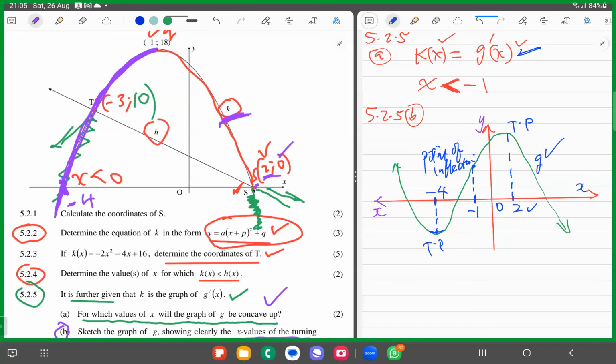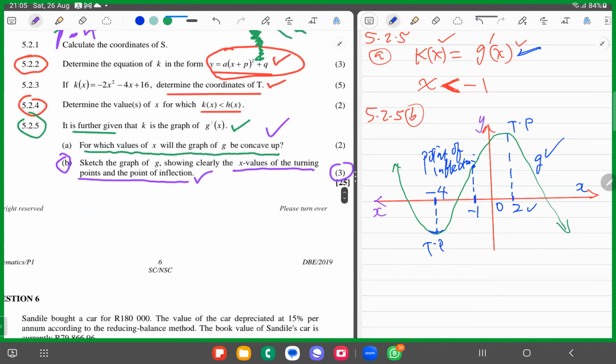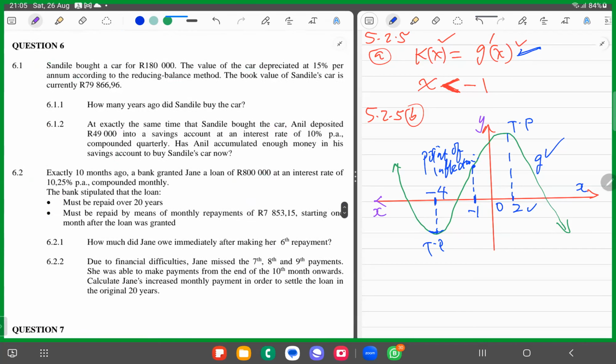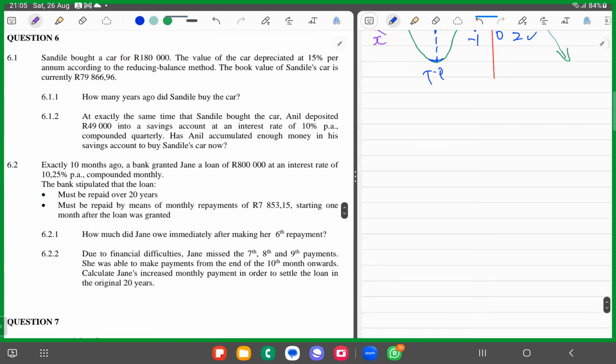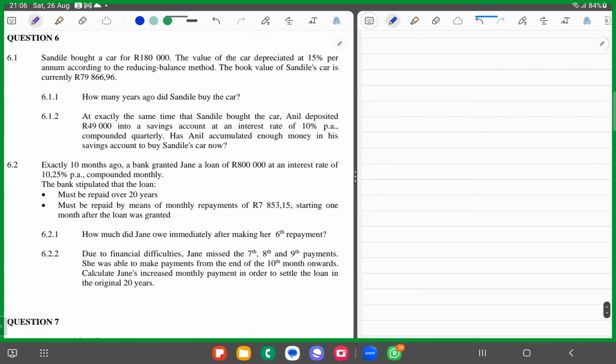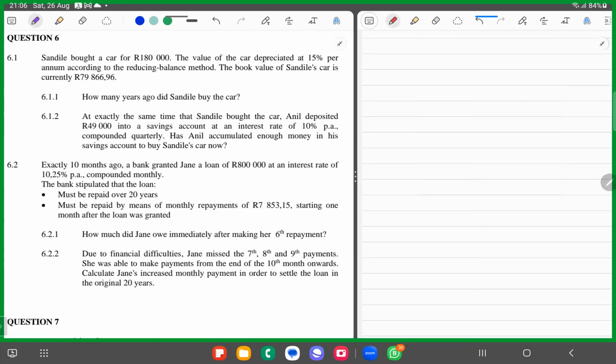All right, so we have a good idea. But we're going to continue. This is the graph we wanted. And now for 3 marks, we're done. Next is question 6.